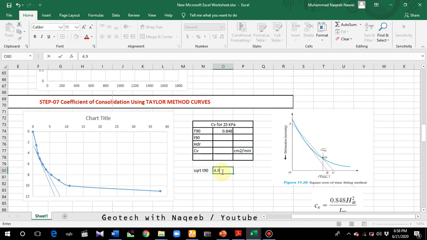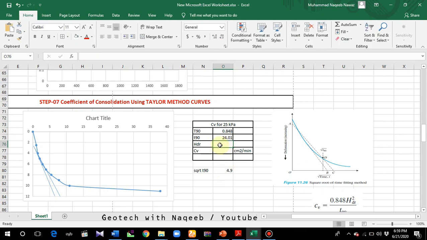So if I select this 4.9, now here I have to find T90. So what I will do is apply a formula. The square of this value will be T90. So here is the T90.